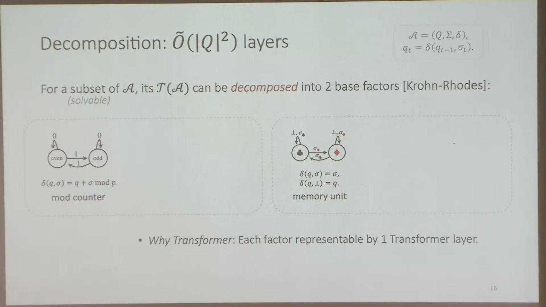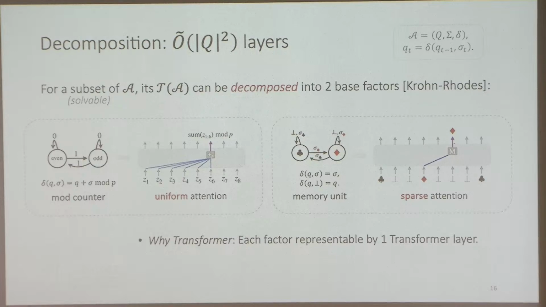Why is the transformer suitable? Because each of them corresponds to one transformer layer. For example, the mod counter can be implemented by uniform attention, where we just take the average of all the things before. The memory unit can be implemented by one layer of sparse attention, where the attention will sparsely attend to the most recent non-read operator.